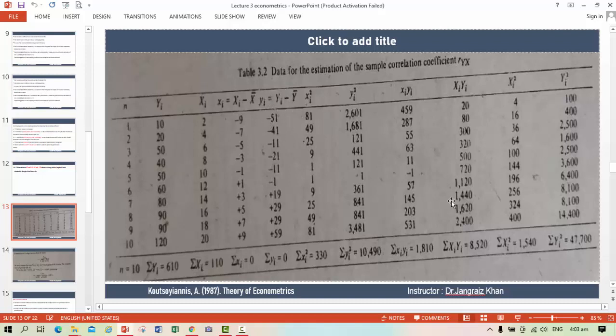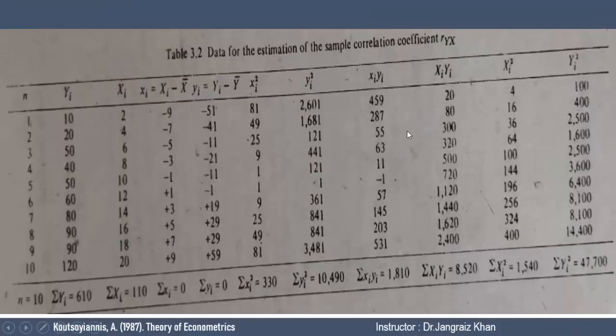If we take the square of minus 51, we get 2601. If we take the square of minus 41, we get 1681. The square of minus 11 is 121. The square of minus 21 is 441. The square of minus 11 is 121. The square of minus 1 is 1, and so on. Similarly, if we add all the observations of small y square, we get summation y square as 10490. The next factor which we need is small xy.